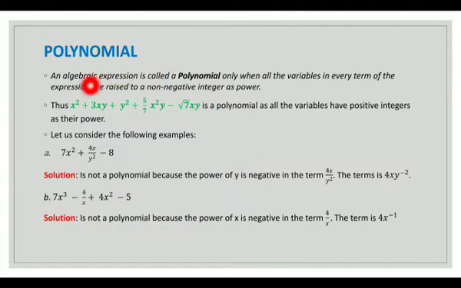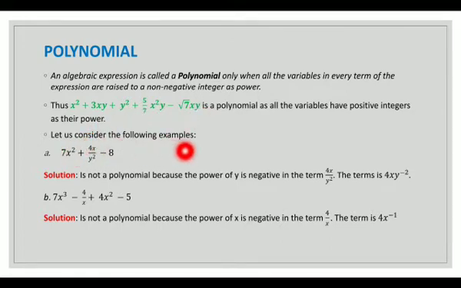What is a polynomial? An algebraic expression is called a polynomial only when all the variables in every term of the expression are raised to a non-negative integer as power. Thus, x square plus 3xy plus y square plus 5 upon 7 x square y minus root 7xy is a polynomial, as all the variables have non-negative integers as their power. Here the power is 2, here again it is 2, here again it is 2, here it is 2 and 1, that is 3, and here it is 1 and 2.